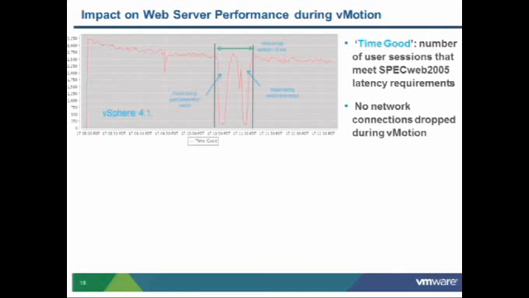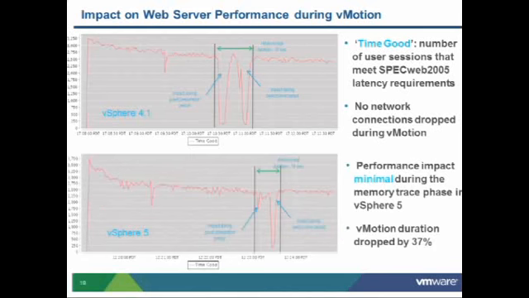And so let's now take a look at running the same workload, but on vSphere 5. Once again, we can see that the ramp-up quickly started, and then there was a start of the steady state here. And during the steady state, all the users were meeting their quality of service requirements. But as soon as we started vMotion, about 1 or 2 minutes into the steady state, we saw a very, very minor dip during the tracing phase.